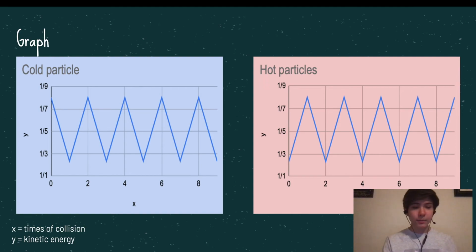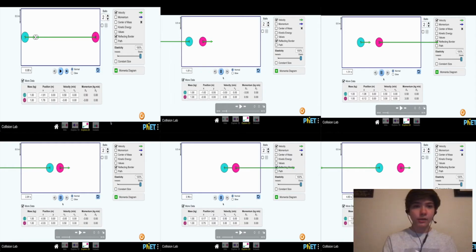Then here are the proofs of my experiment, in which we can see in the first one that the cold particle is moving slow and the hot one really fast. We can see after the first collision, the hot particle is going to be moving slower and the cold particle really fast. And you can see this goes all around the experiment.